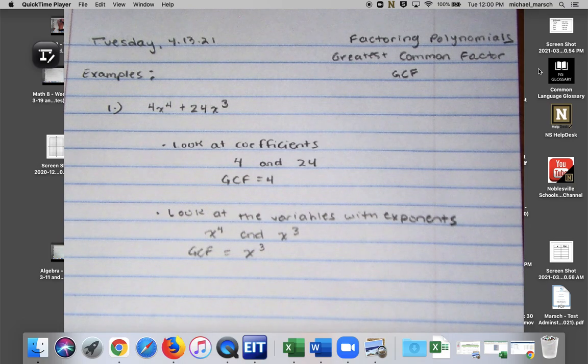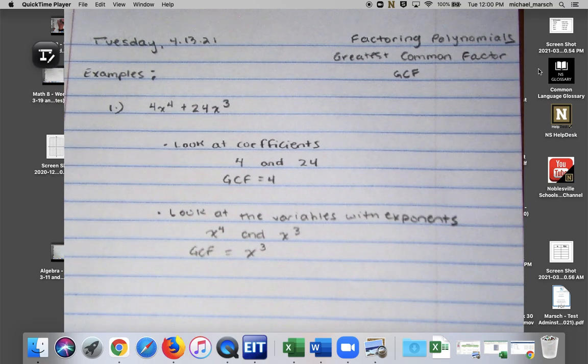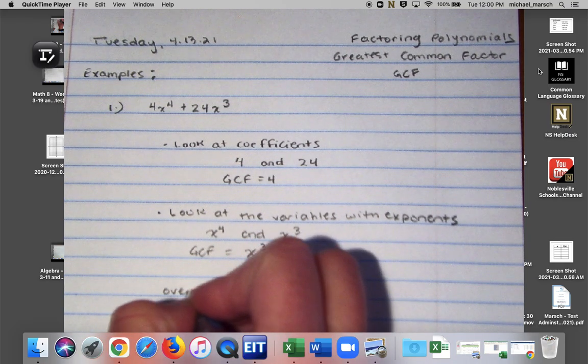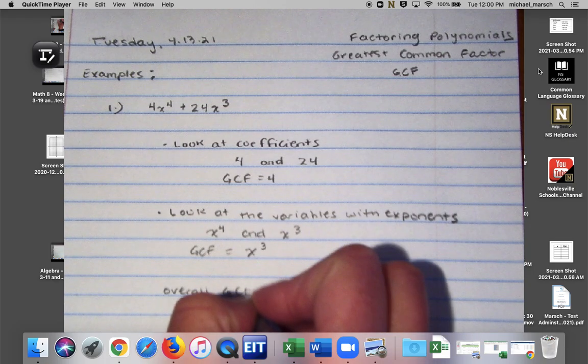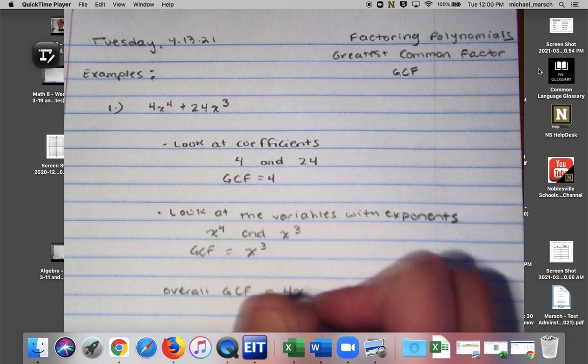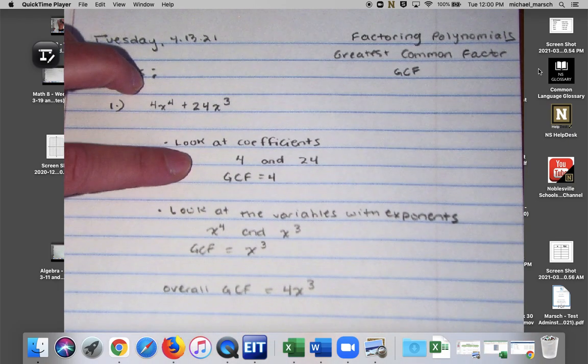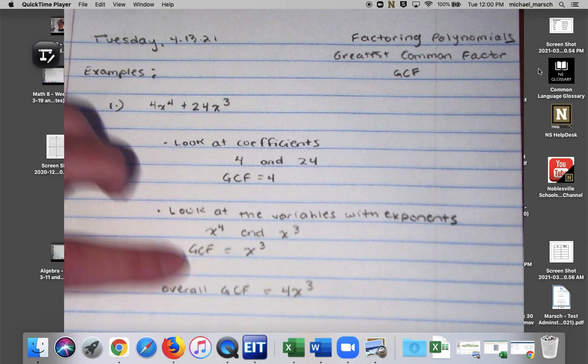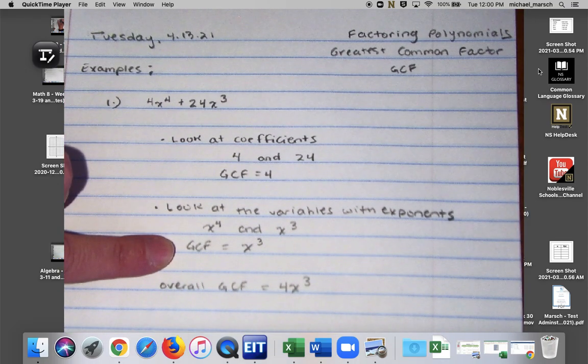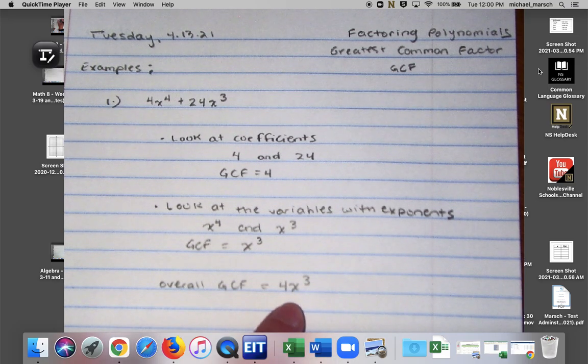It'll make sense in a minute. Like right now you're like, what, why? But I promise it'll click in a second. So our overall greatest common factor is 4x to the 3rd. So I find the greatest common factor of my coefficients, the greatest common factor with the variables and exponents, and then I smush them together.